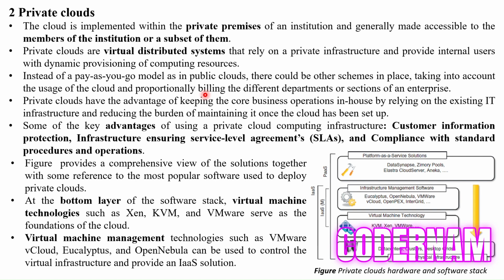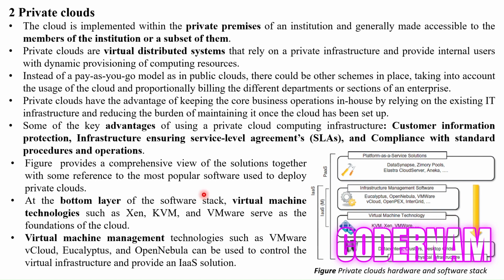They have many advantages, such as keeping the core business operation in-house by relying on the existing IT infrastructure and reducing the burden of maintenance. Some of the key advantages are customer information protection, infrastructure ensuring service level agreements, and compliance with standard procedures and operations. This figure provides a comprehensive view of the solution, together with some reference to the most popular software that we use in day-to-day activity.